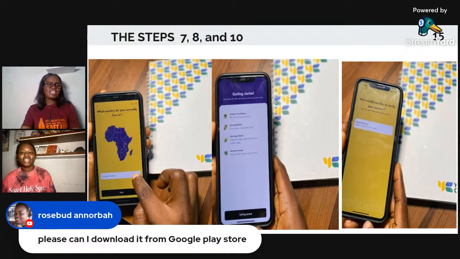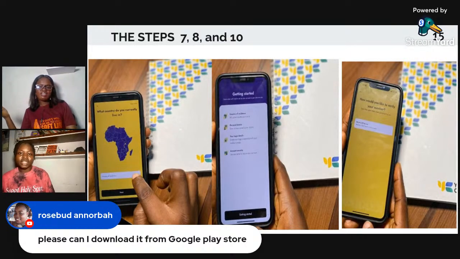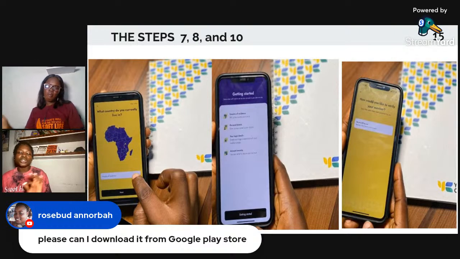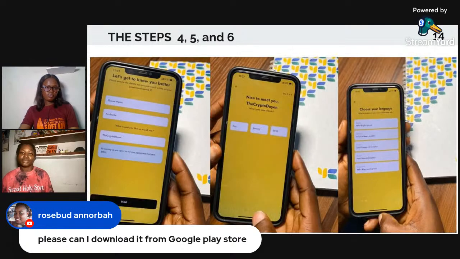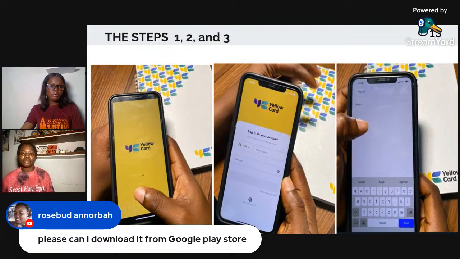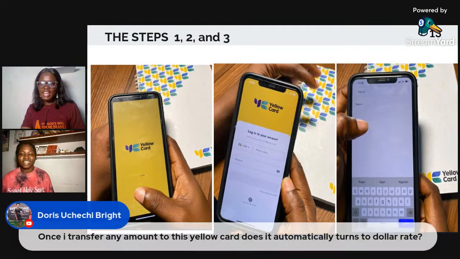Rosebud is asking, can she download this from Google Play Store? Yes, you can. It's on Google Play Store. Just make sure you search Yellow Card. You can see the logo. The logo has blue, green, and purple on it. It's very distinct. This is the logo. Look at the slide. Don't download any other thing. Don't download Yellow ATM or Yellow Box. It's Yellow Card, please.